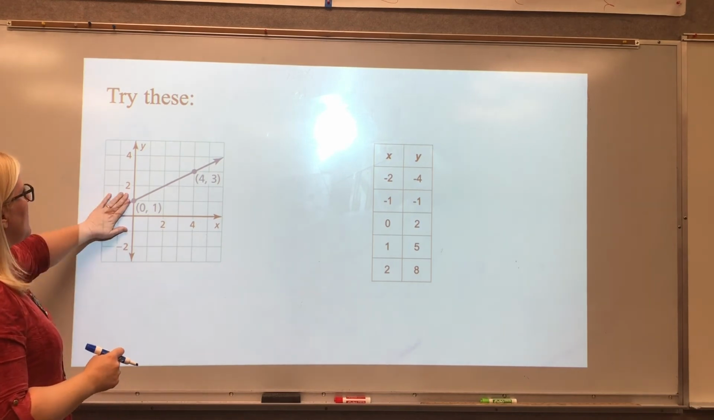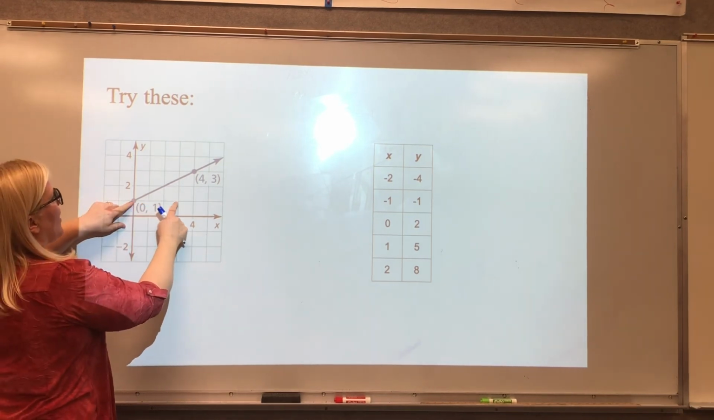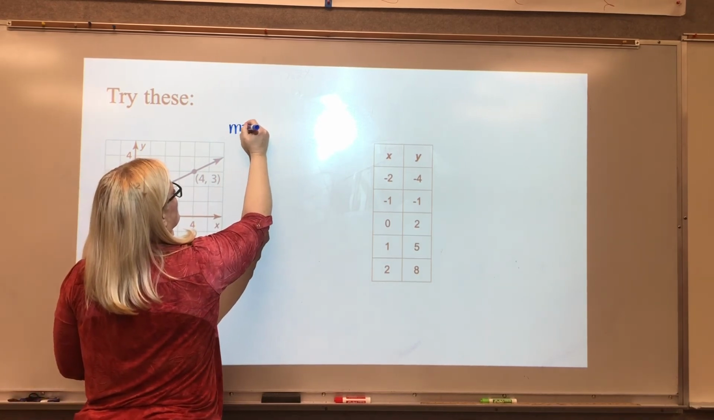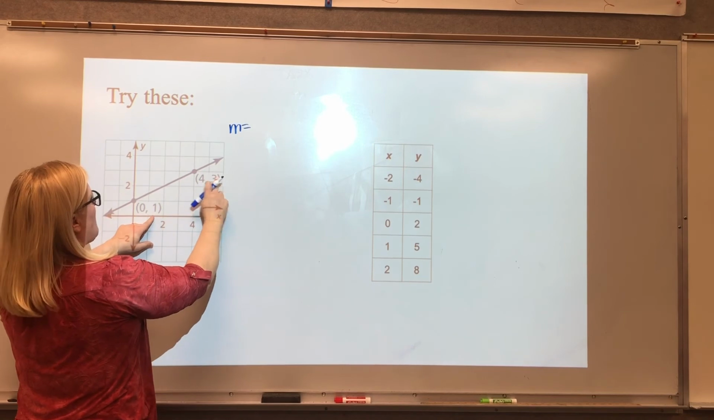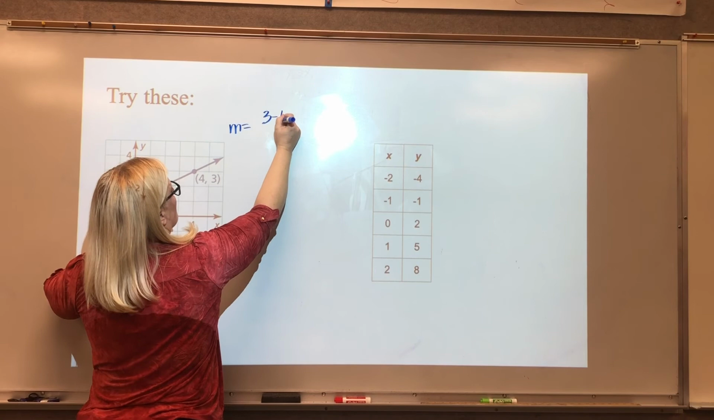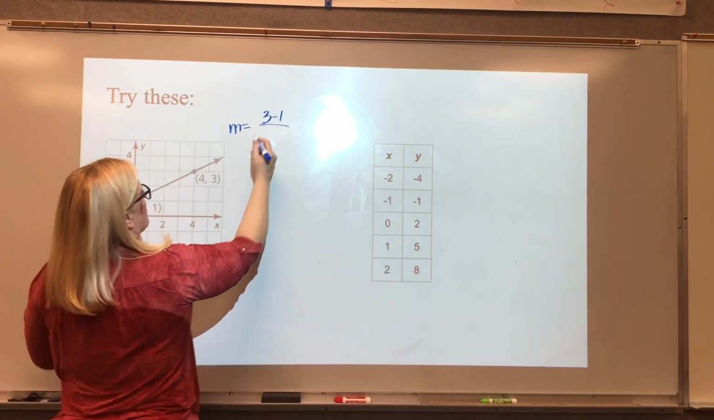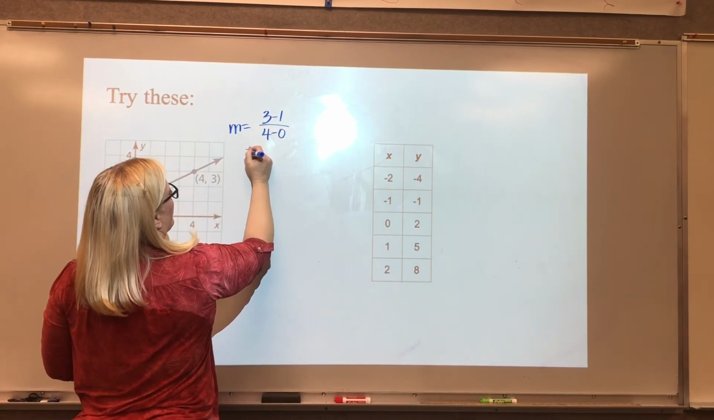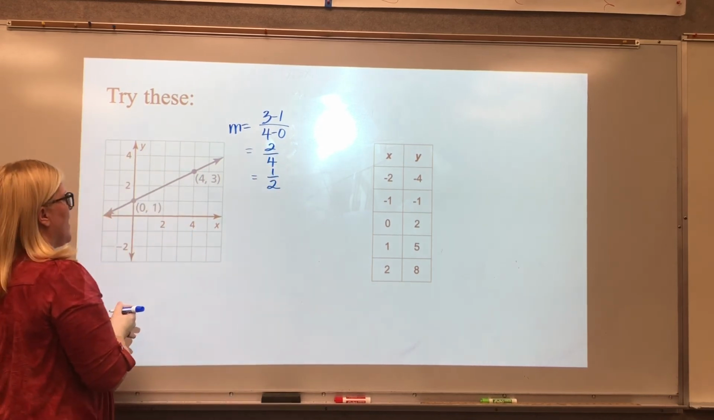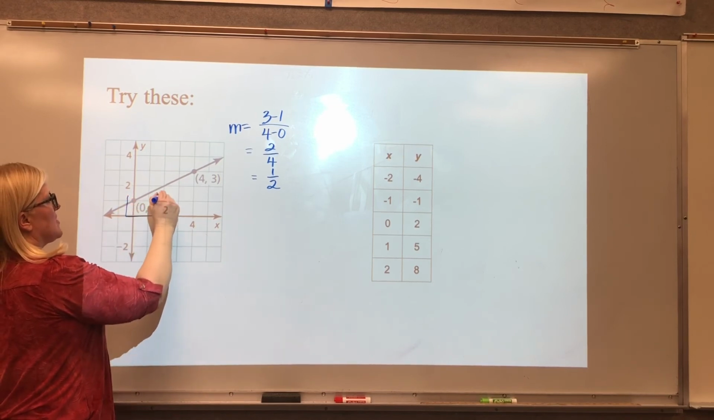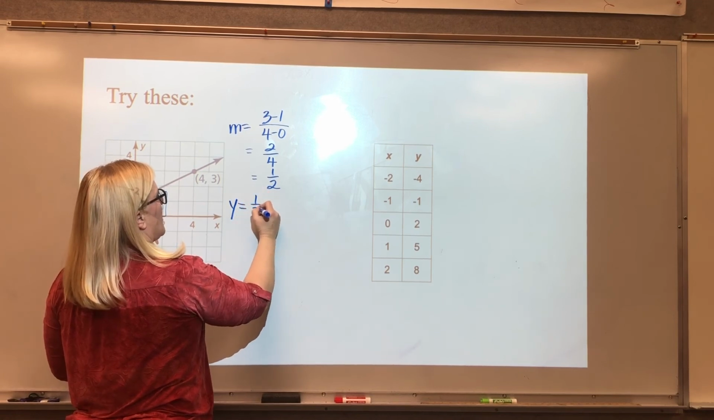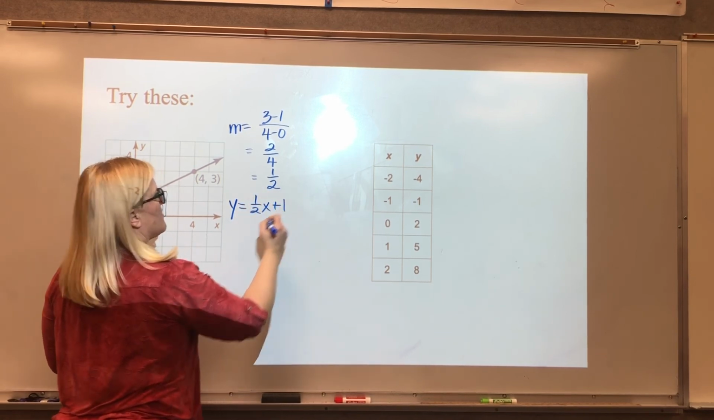Okay, so here we go. Again, you could count these if you wanted. I'm going to use the formula just because I think it's good practice, but I'm going to do y minus y over x minus x. So 3 minus 1 over 4 minus 0. So that gives me 2/4. So my slope is 1/2, and my y-intercept is right here, it's 1. So I have y equals 1/2 x plus 1.